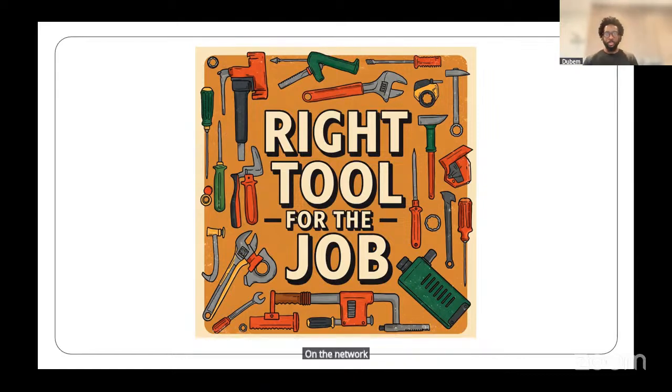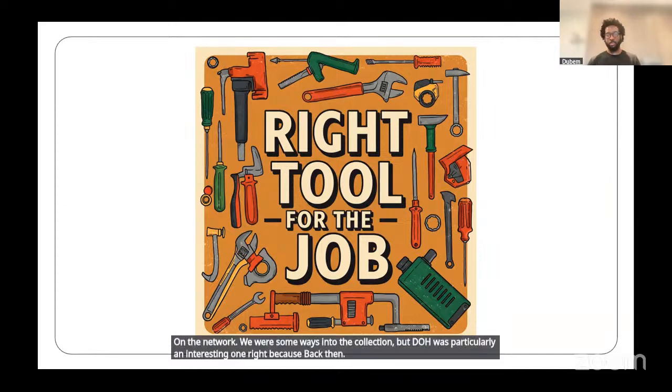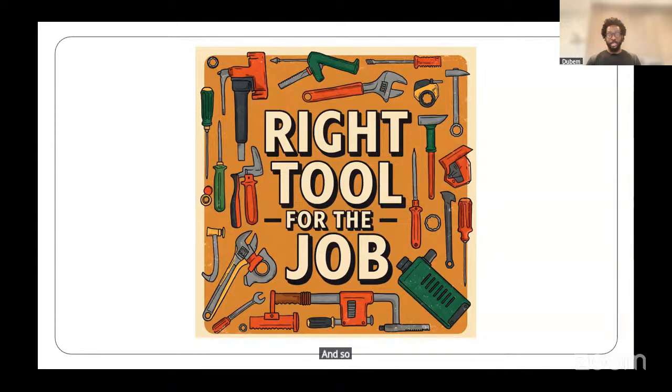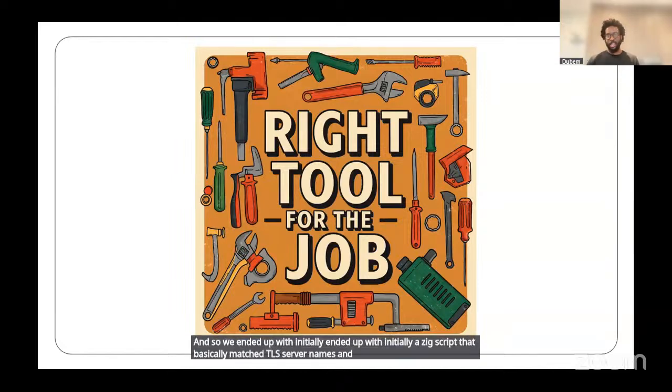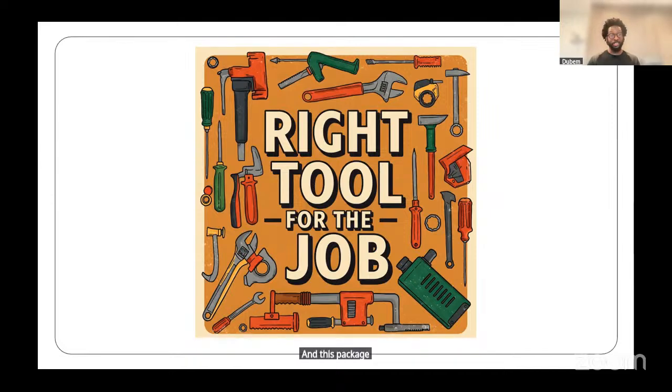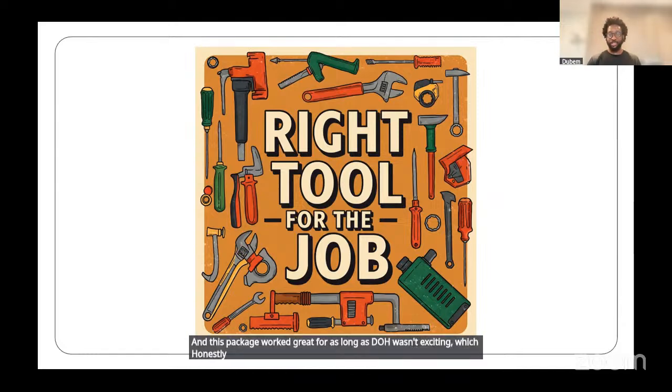We were some ways into the collection, but DOH was particularly an interesting one, right? Because back then, DOH was kind of new. And so we ended up with initially a Zeek script that basically matched TLS server names and IP addresses against a handful of publicly known DOH servers. And this package worked great for as long as DOH wasn't exciting, which honestly was like 2 seconds.